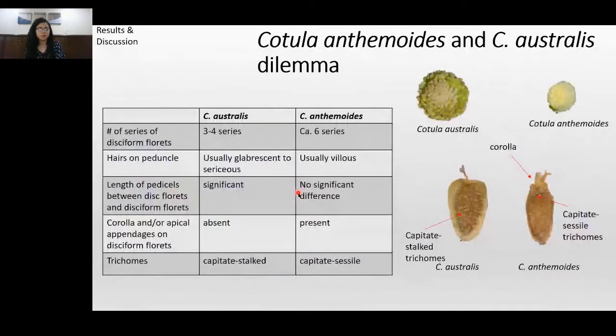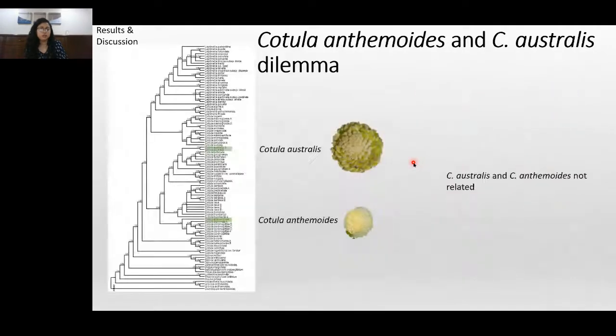But when we actually look at the morphology of these two species, we actually see they're quite different from each other. Cochlear australis has multiple, three to four series of these disc florets in the outermost series, where Cochlear anthemoides has about six. So looking at the disc florets, we see that Cochlear anthemoides has corolla present, which is absent on Cochlear australis. Also, the trichomes are quite different between these two species, and there are some other characters that can be used to distinguish these species from each other. And then when we look at the phylogeny, we also see that these two species are not related.